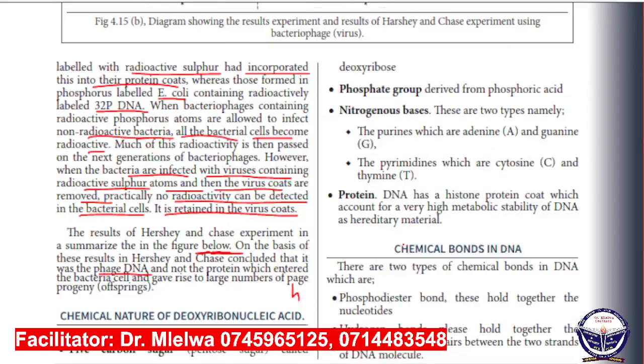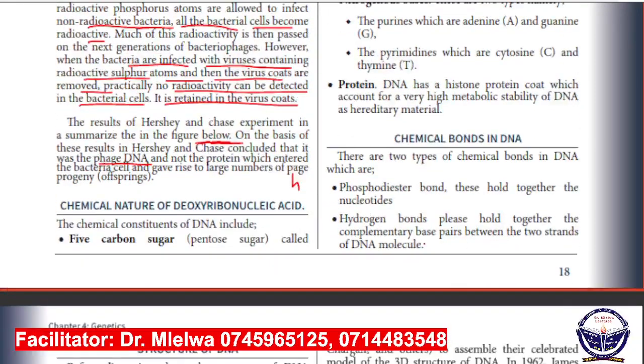But also DNA contains protein. Actually, DNA does not contain protein, but it is covered with protein. And this protein makes DNA one of the very stable molecules in the cell. So DNA has a histone protein coat, just a coat covering the DNA, which accounts for the very high metabolic stability of DNA as hereditary material.